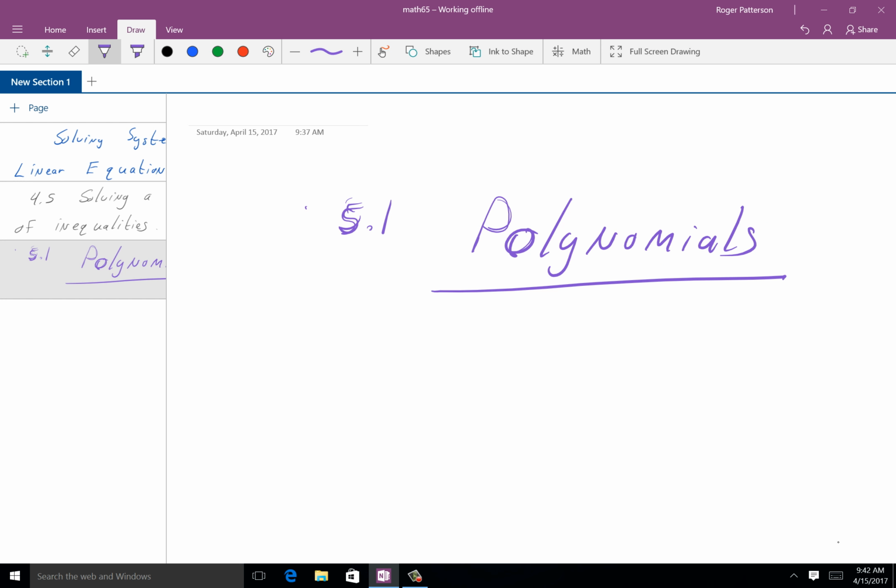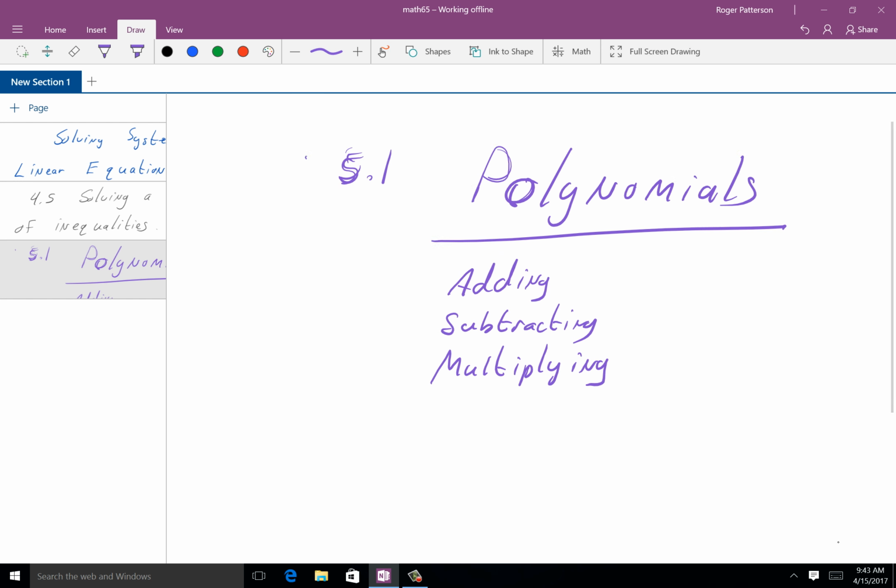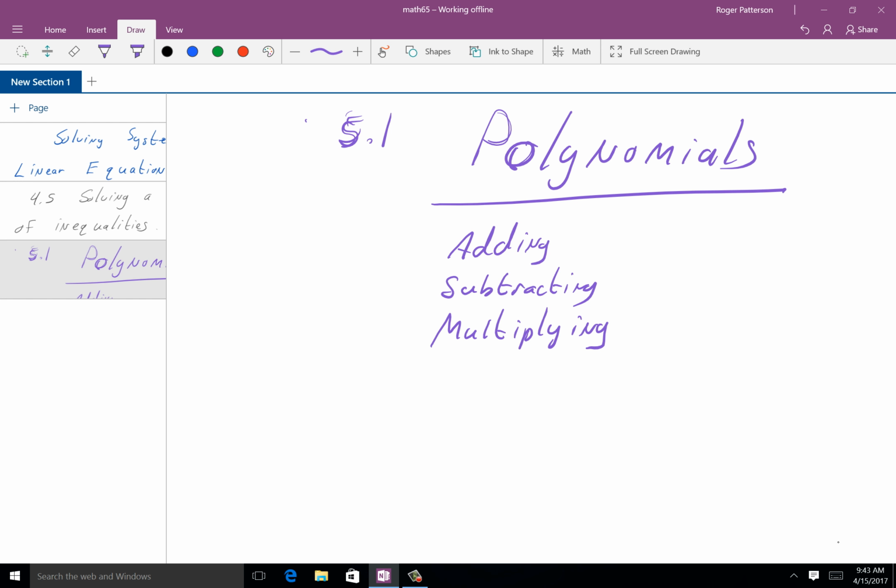Okay, so it's on polynomials and basically performing operations on them, manipulating them algebraically. So today we're going to talk about adding, subtracting, and multiplying them. All right. So a polynomial, poly means many, and nomial means terms.